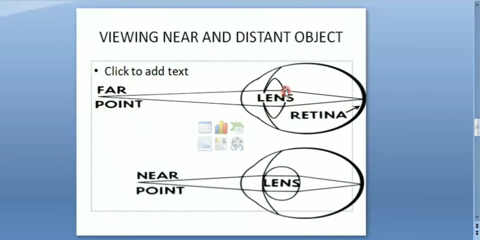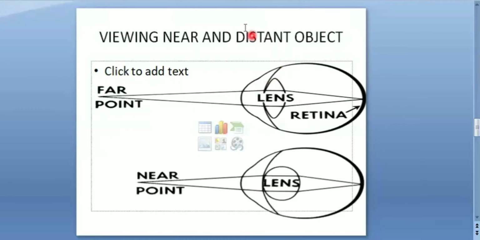See here, the curvature of the lens is decreased so that the focal length is increased. Curvature of the lens decreased means with the help of ciliary muscles and ligaments. So here, what happened to the ciliary muscles when we see a distant object? Ciliary muscles relax and ligaments stretch.